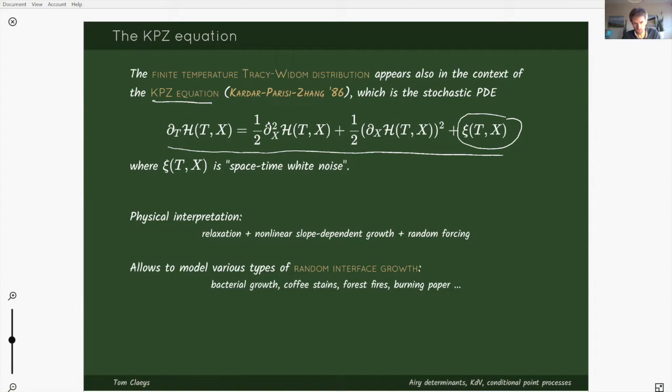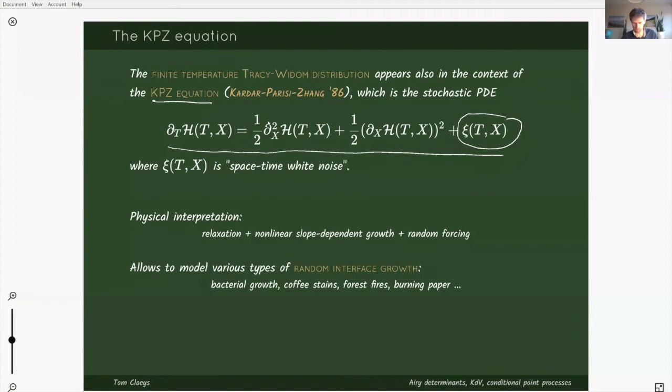What is important for us is that it's an interesting equation because there are a lot of applications, because it's sort of a universal model for random growth phenomena, random interface growth. And so it models quite some real life phenomena like bacterial growth, also, well, coffee stains. It's maybe a bit less scientifically interesting, but possibly also forest fires, the burning of papers, possibly even tumor growth in some cases. So there's really a whole variety of applications to this KPZ equation.